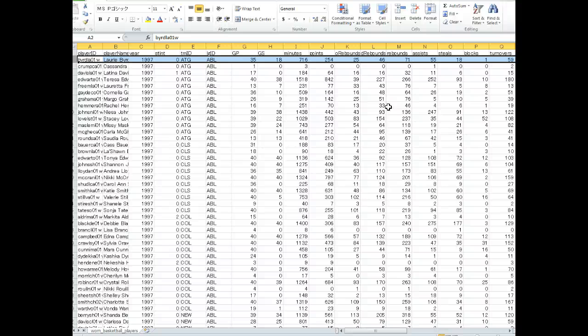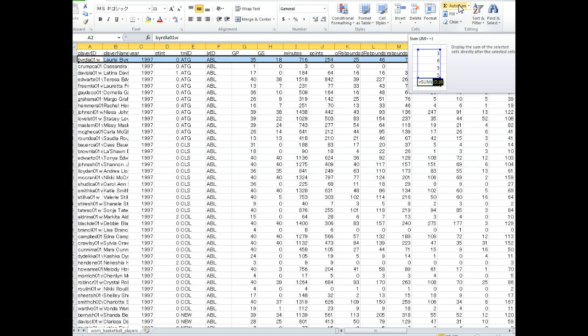Excel does a lot of stuff pretty well. It can make nice graphs. What else can it do? How about this function up here? You know that one? Auto sum? You don't know that? Okay, let's look at it.